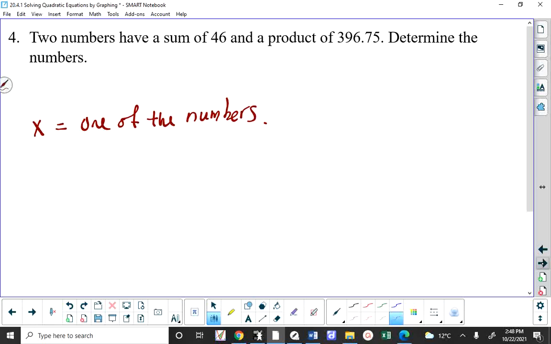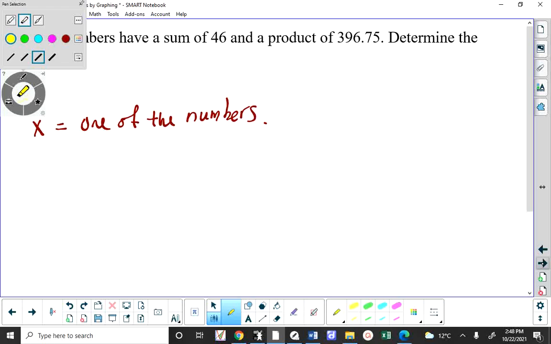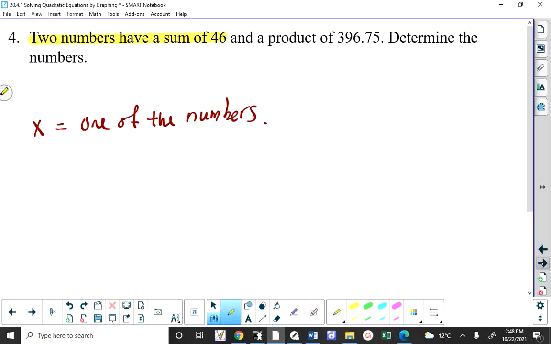And the hint I will give you is what I'm going to highlight, which is that the numbers add up to 46. One of the numbers is x. What should we put for the other number? So how many of you have an idea? What will we put, Dua? 46 minus x. This is the other number.